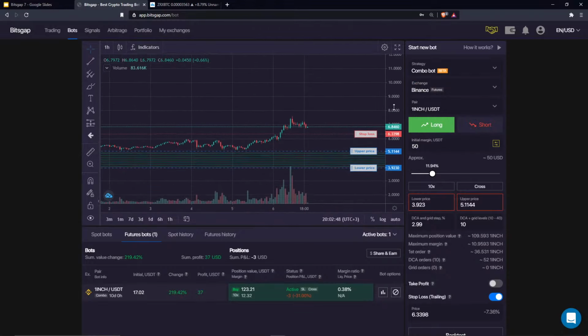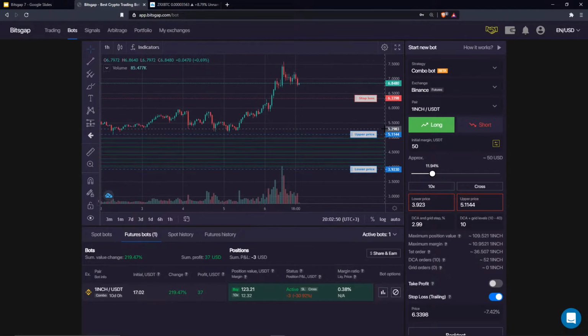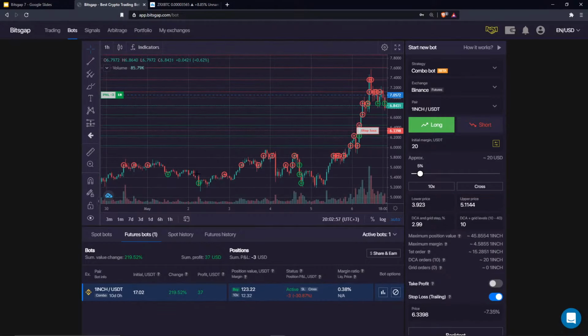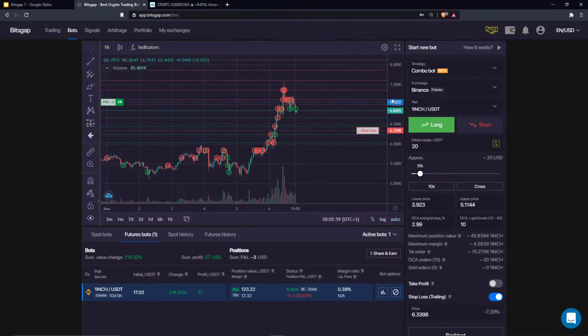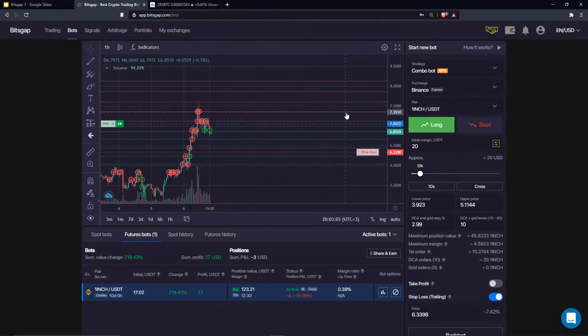Of course, you can minimize the risk significantly if you adjust the stop loss. For example, let's click on 1inch and let's see where I have the stop loss. And by the way, the stop loss in the combo bot is trailing. So that means that as the price goes higher, for example, let's assume that tomorrow the price is going to be here. In that case, you will see my stop loss around this area. So it would follow the rally.